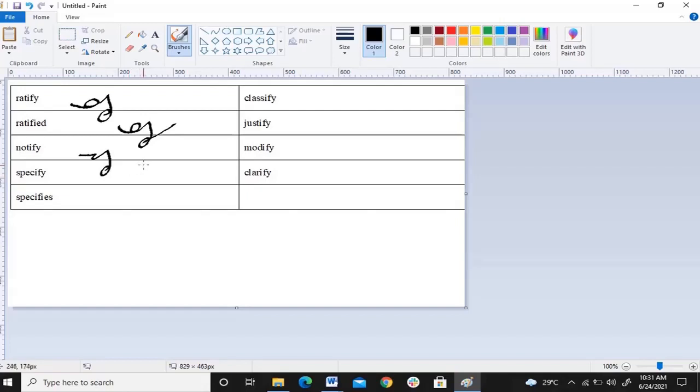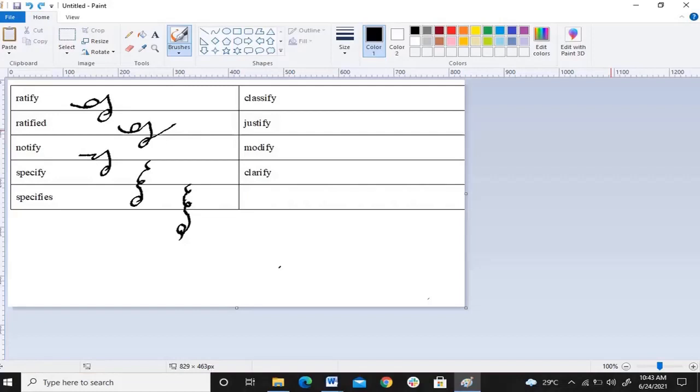Specify. So, we have spec, specify. So, next, we're going to have specifies. So, lalagyan na lang natin ng S yung specify. Kung titignan ninyo yung ating specifies, yung mga letters dito is S, and then P, and then E, and then S, and then phi. Now, next, we're going to have classification.